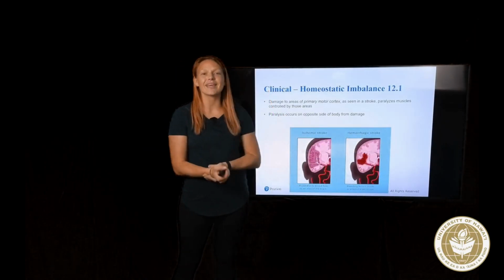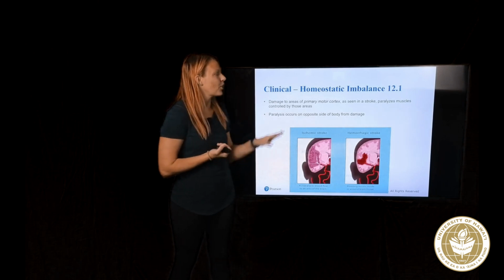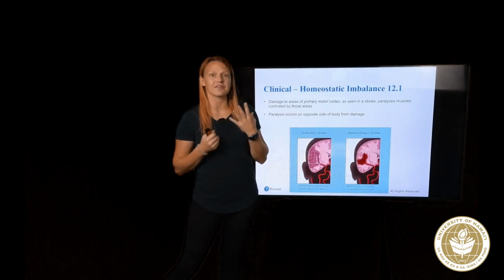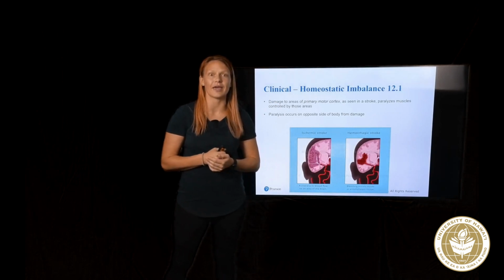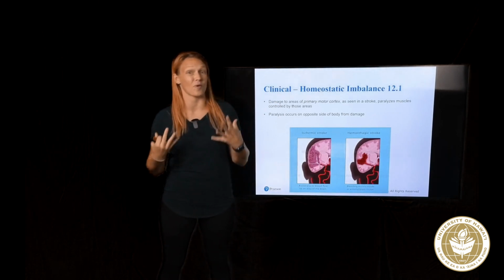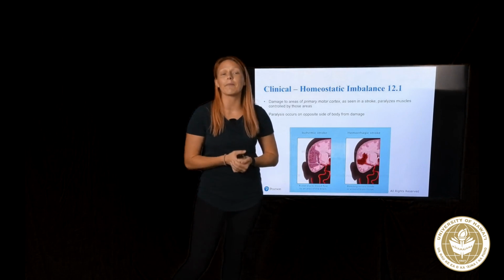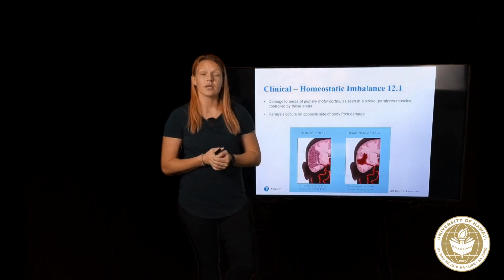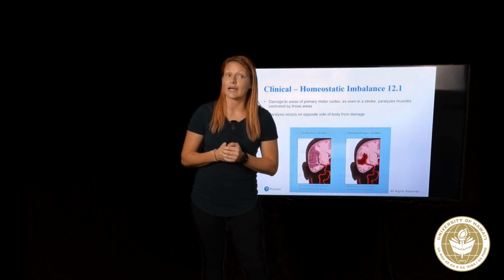And of course, we have one of these lovely homeostatic imbalance slides. I really like these because they give you kind of a clinical perspective on, okay, we're learning all this information, what can go wrong with that? So what would happen if we were to damage our primary motor cortex? This actually usually happens when someone has a stroke.